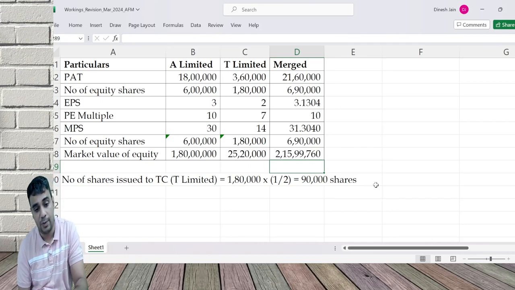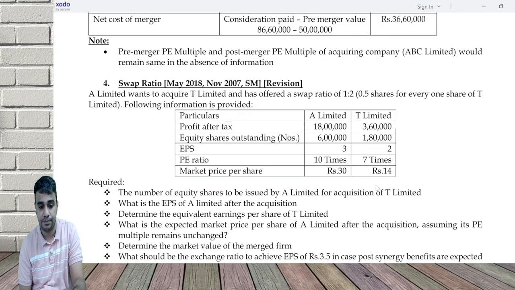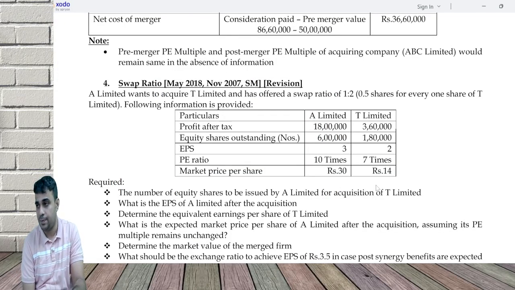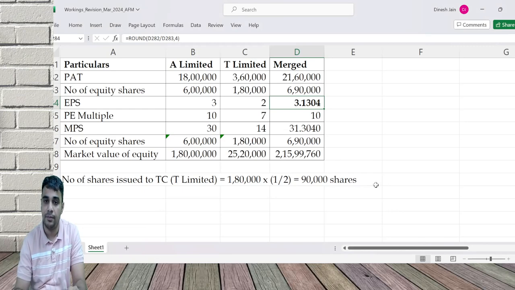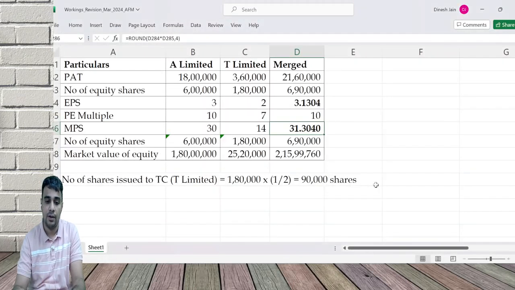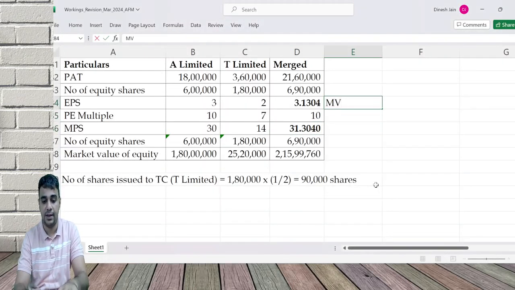Now tell me what are the requirements of the question. What is the first requirement? Done. Second requirement. Done. 3.1304. Third requirement. I'll explain that in some time. Fourth requirement. Done. 31.3040. There in the table. Fifth requirement. Market value of the merged firm is, I'll write it like this, 2 crore 15 lakh 99,760 rounded off to 2 crore 16 lakh.